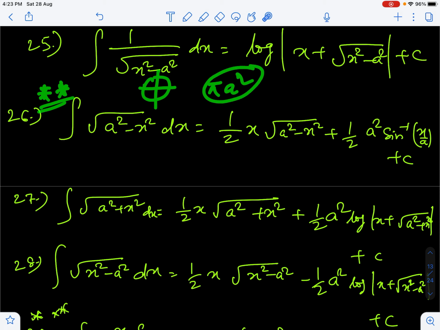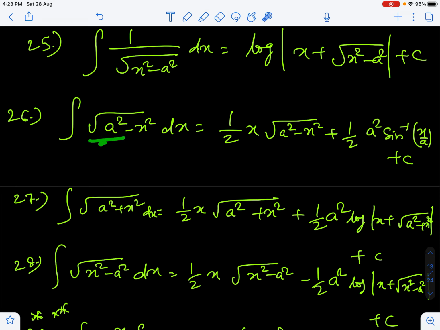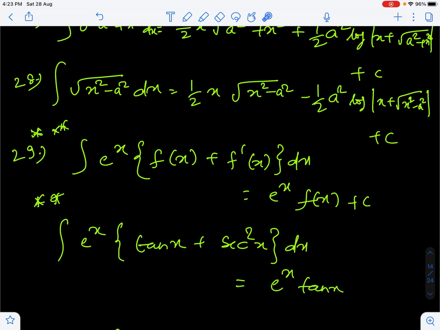Okay, so remember this: integration of under root a square minus x square is 1 by 2 x under root a square minus x square plus 1 by 2 a square sin inverse x by a. This is most important. So I told you, most of the formulas you can apply and understand what is the use. Now integration, one important property on which JEE asked many questions. Integration of e to the power x into f of x plus f dash x is equal to e to the power x f of x.